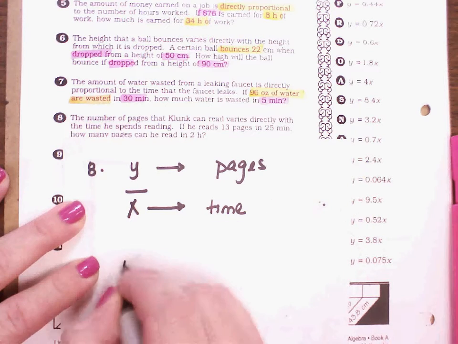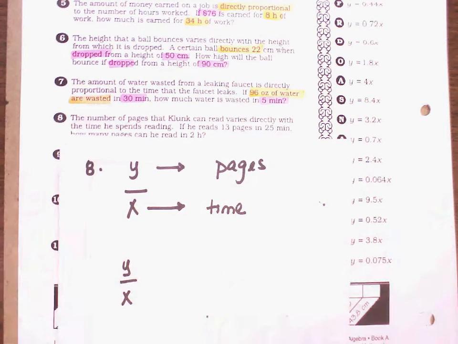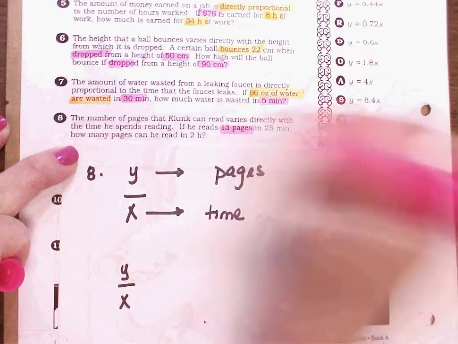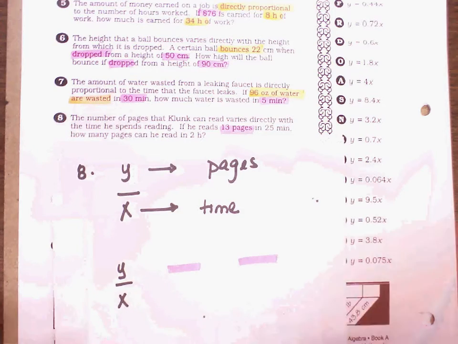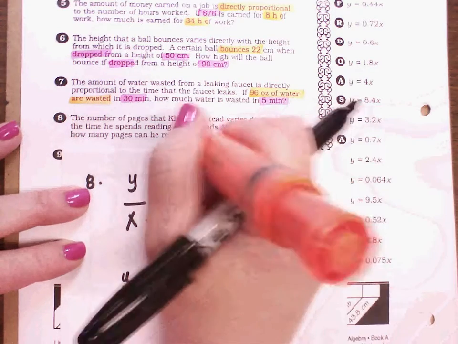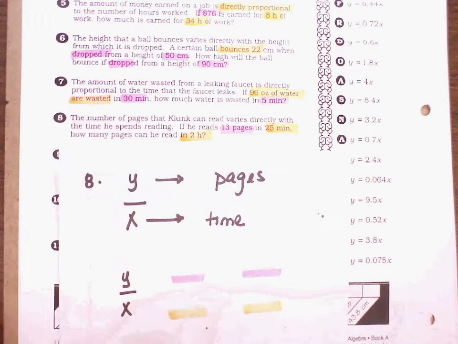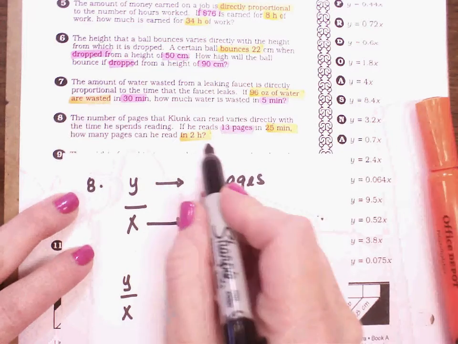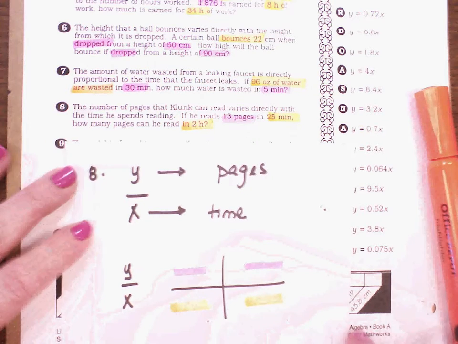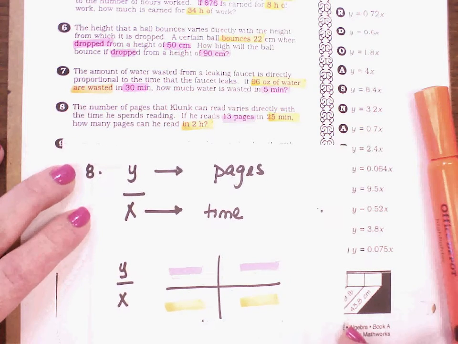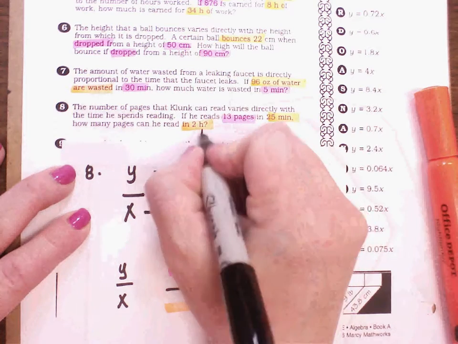All right, so I'm going to go ahead and highlight in different colors. 13 pages. That will be my Y because I just had it in pink. 25 minutes and 2 hours. It's a lot easier to change everything to minutes. And it doesn't tell me, because you're asking for pages, so we're just going to go ahead and change it to minutes. How many minutes are in 2 hours? 120 minutes? Yes?